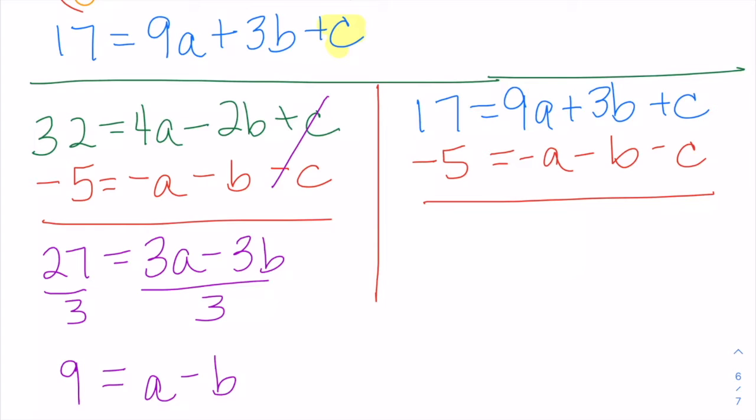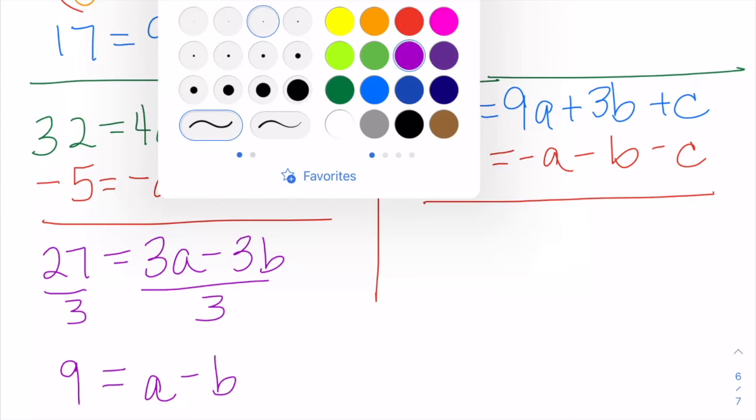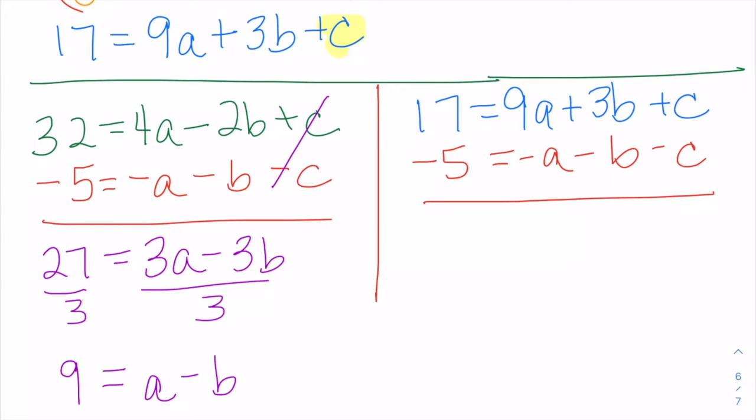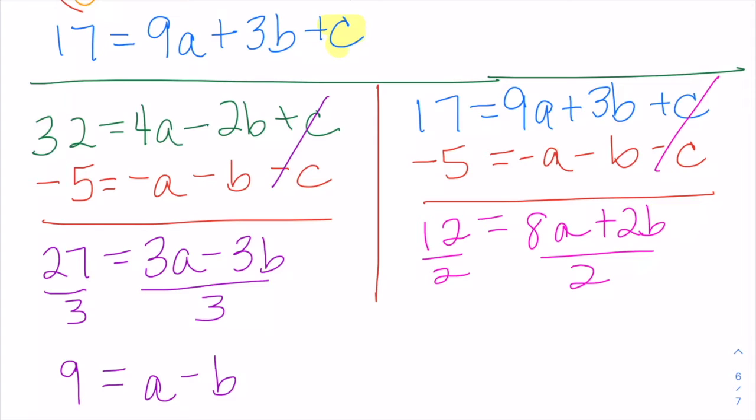And when I have an equation with 2 variables, I want another equation with those same 2 variables. So when we put these together over here, and let me use a different color, 17 minus 5, that's 12. 9a minus a will be 8a. 3b minus b is plus 2b. And you can see the c's cancel out again. Now everything in here is even. So I'm going to divide everything by 2, just to make it a little bit easier. So we'll get 6 equals 4a plus b.